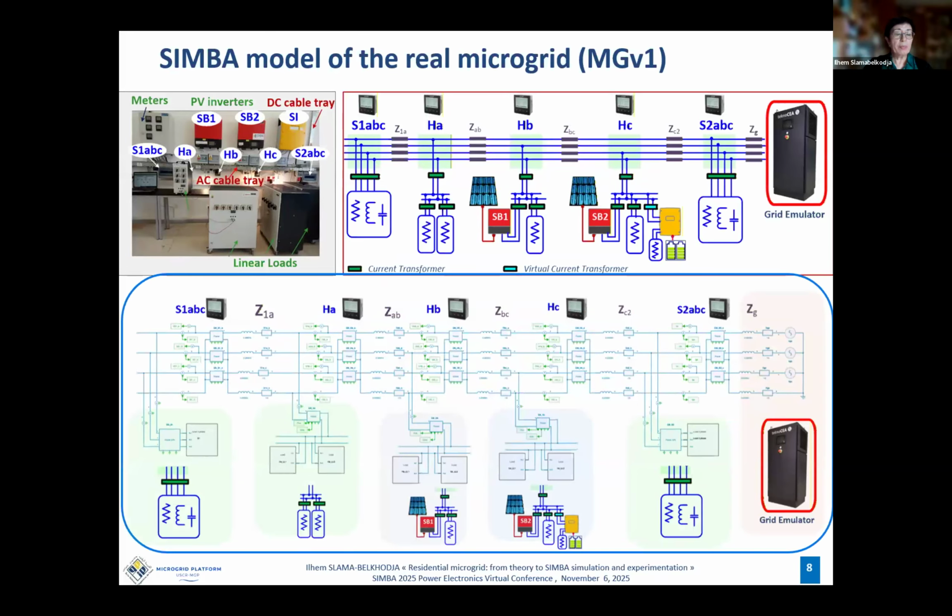The real microgrid platform for the first SIMBA model is shown here. The distribution network and the transformer are replaced by a 20 kVA grid emulator that can emulate grid faults. It is modeled by an ideal AC source. At first, only linear loads are considered.